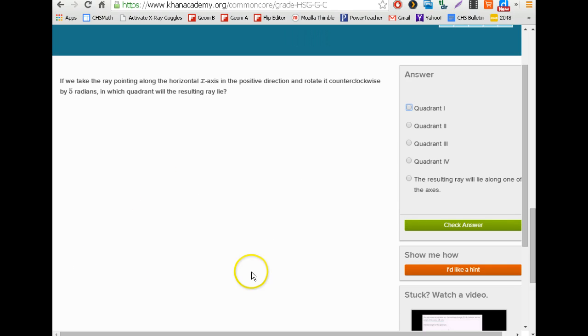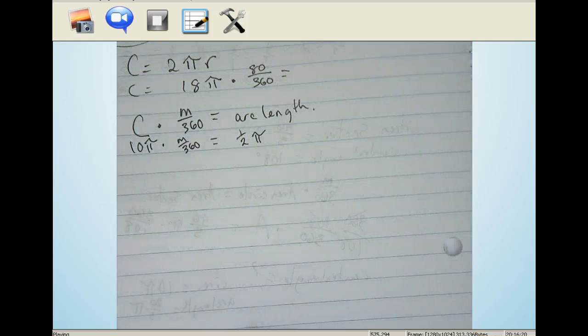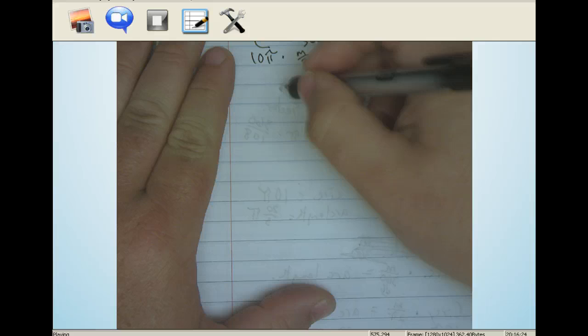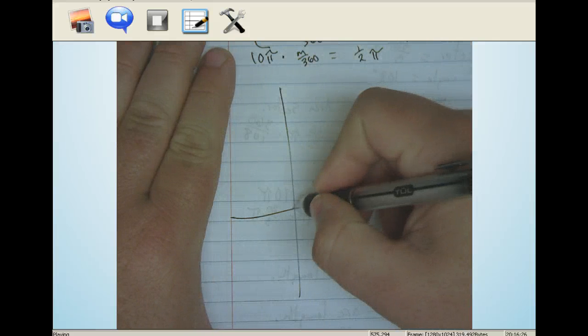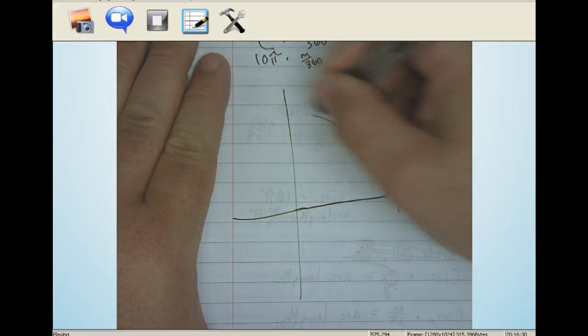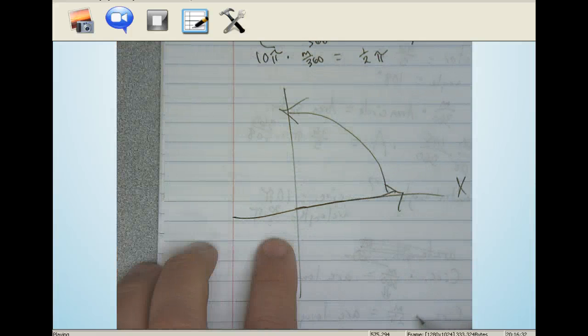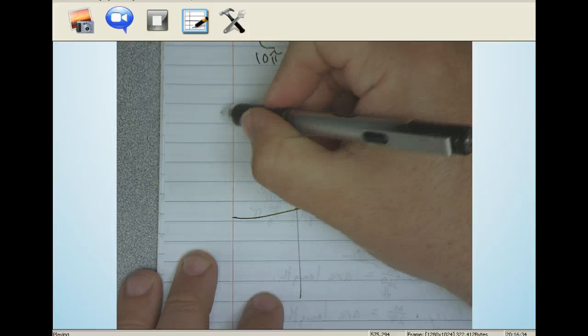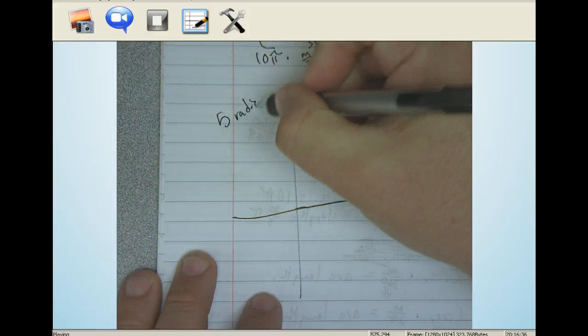So in which quadrant? We're going to rotate it in this direction. Okay, this is a good question. Let's look at what we mean by that. We have a ray pointing this way along the x-axis, and we're going to rotate it in this direction. And how far are we going to go? Well, we're going to go 5 radians.